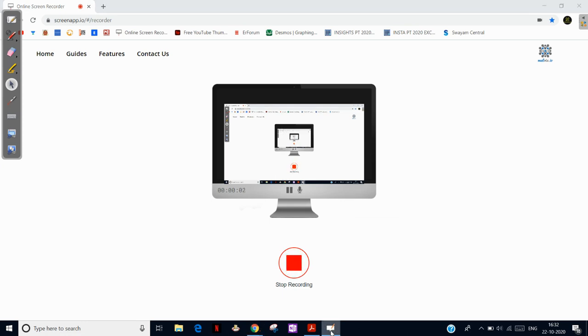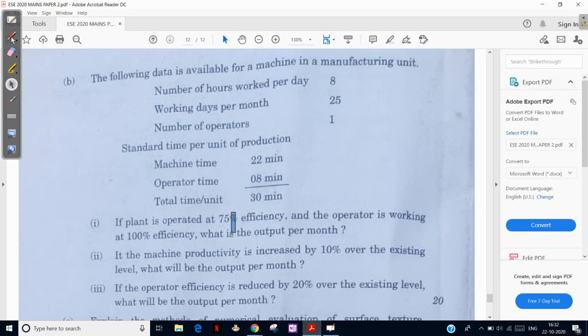Welcome back aspirants on MacTech 40, and today we will solve one question based on production planning, that has been asked in ESE 2020 mains.